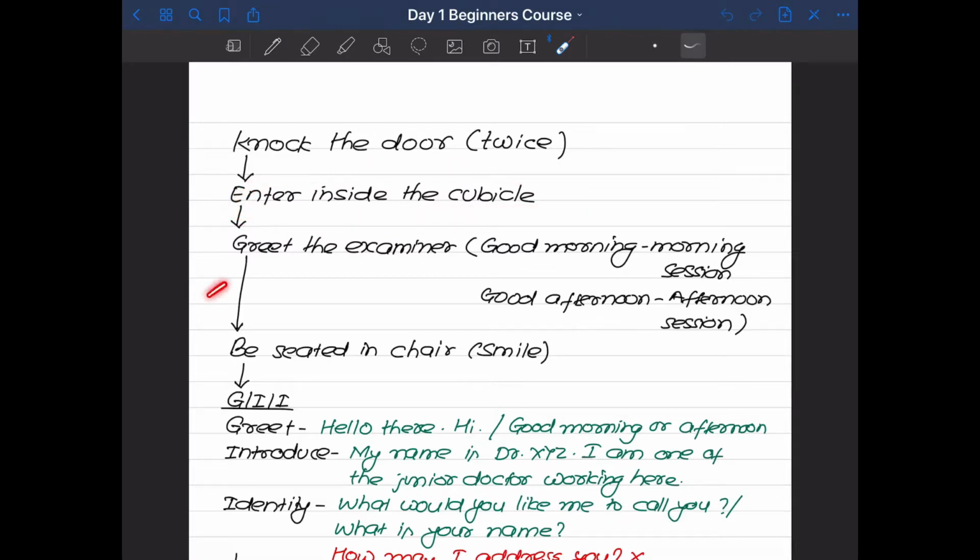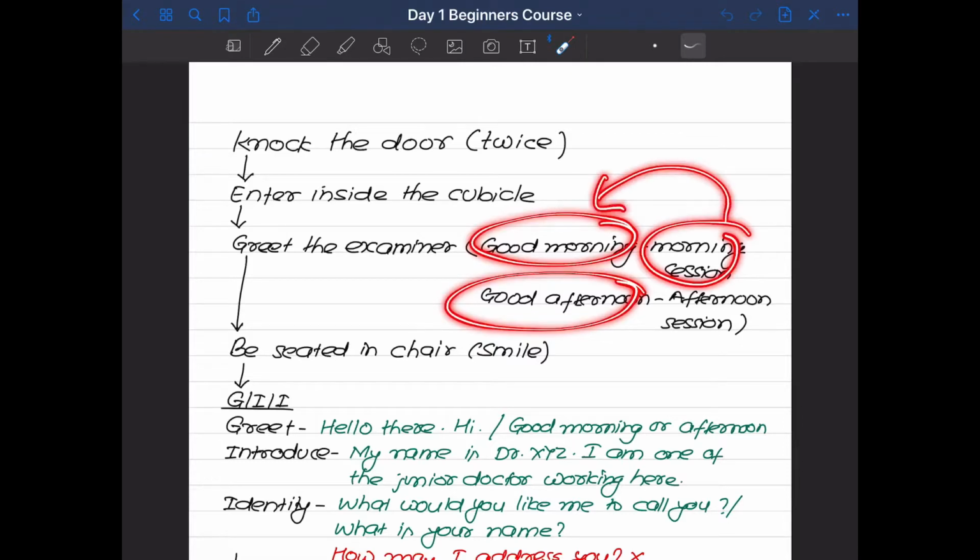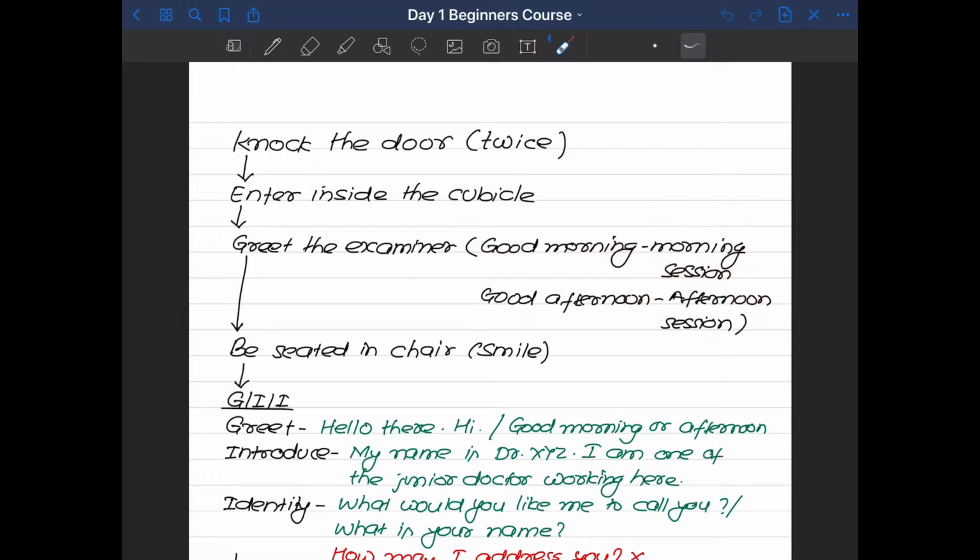Then the first thing you do is greet the examiner by saying either good morning or good afternoon. Do not try to be extra frank with them. Just say good morning or good afternoon. If your exam is a morning session, say good morning. If your exam is an afternoon session, say good afternoon. Then go and be seated in the chair which is there for you.